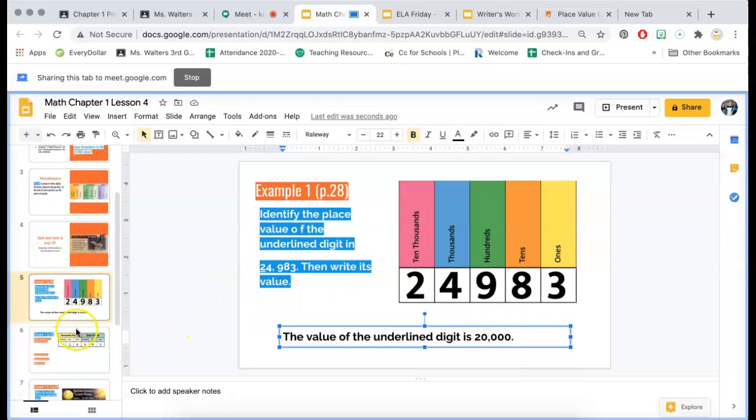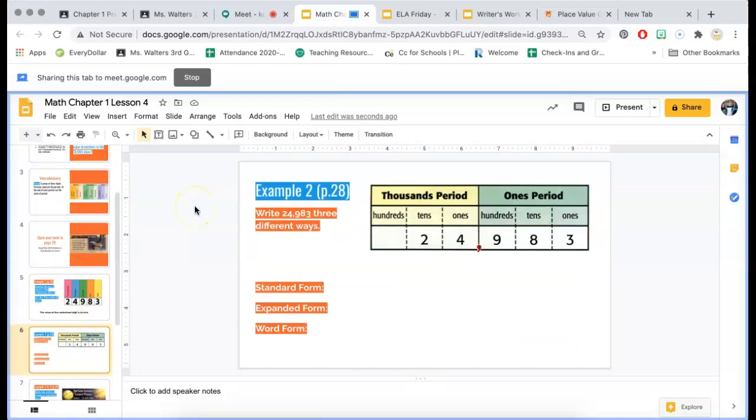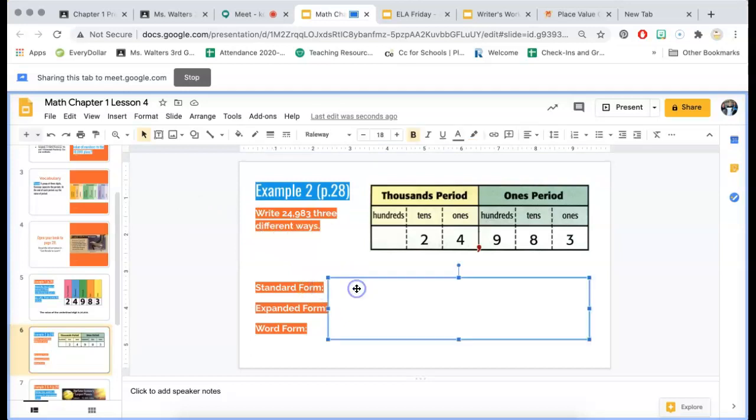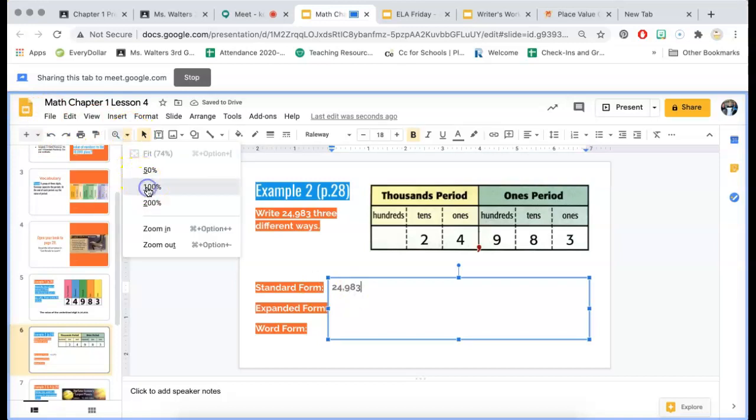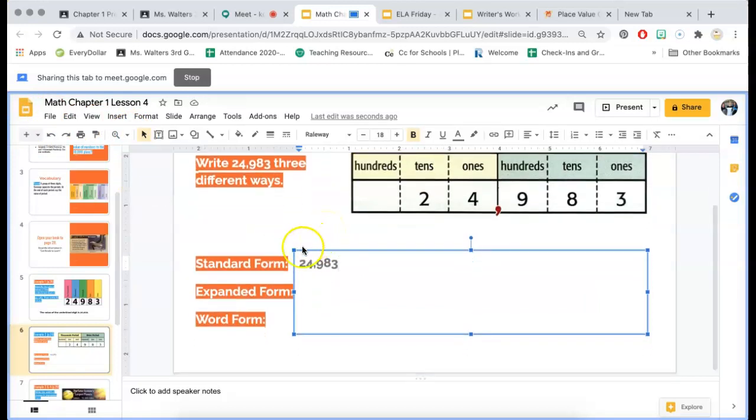Example number 2 says, write 24,983 3 different ways. So we can write it in standard form, which is number form. We can write it in expanded form, and we can write it in word form. So for standard form, we can write it as just a number, 24,983. I'm going to zoom in here a little bit so you guys can see this better. Okay, so that is our standard form of that very big number.